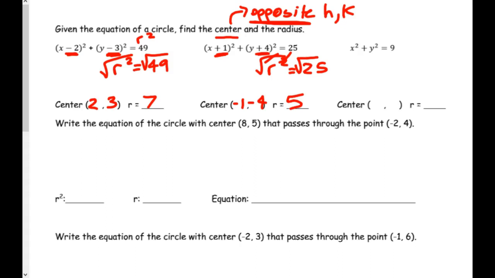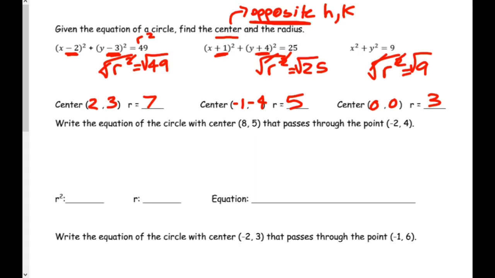Okay, so this last one, what do you think? If it's not adding or subtracting, that's a 0, right? So we got 0, 0. And what's the radius? 3, very good. Square root of 9, so 3. All right, no questions on that?